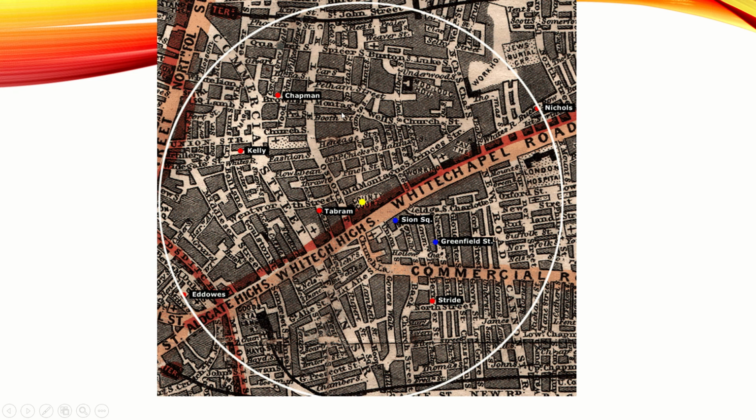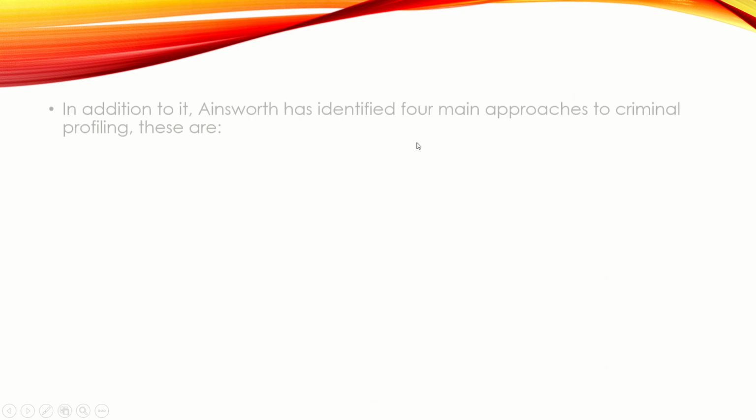So this is Jack the Ripper's circle theory of environmental range, and you can see there these are all of the places that he had committed his crimes, and he actually lived, I think it was at this yellow dot here in the middle. So you can see most of them have been done around him, and then there weren't really many outside of the circle.